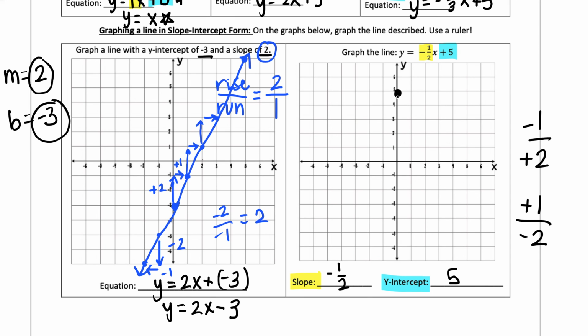So I'm going to go down 1 and then to the right 2. And that gets me this point. I'm going to keep going, down 1 and to the right 2, down 1 to the right 2. And then from my original point, I'm going to try the opposite. I'm going to go up 1 and to the left 2. And that gets me another point that's in line. Then I'm going to go up 1 and to the left 2. And now I've plotted as many points as I can fit on this graph that will be on my line. I'm going to carefully connect them and draw the arrow on either end to show that it's going on forever. And there is my graph of this equation, y equals negative 1/2 x plus 5.